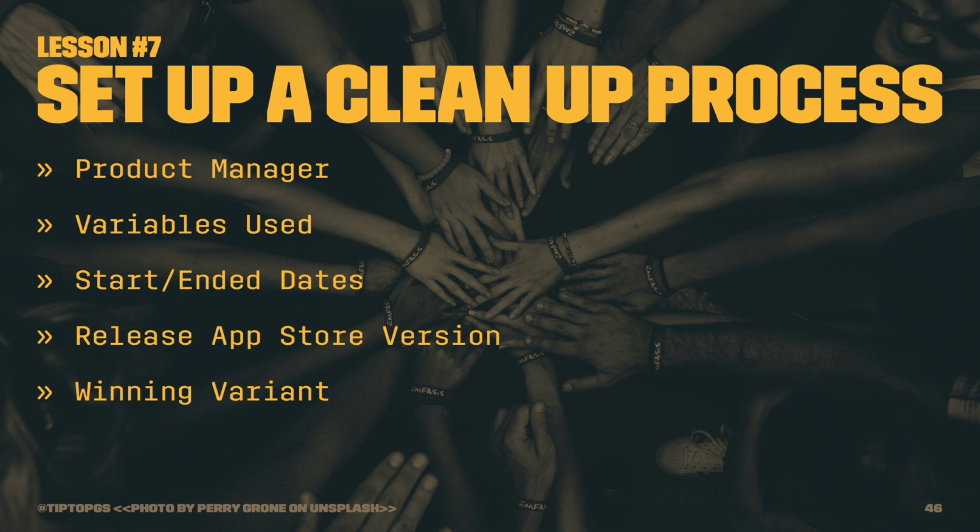Some things that we keep track of: the product manager who set up the experiment, the variable used, so that we could just look through the code and delete that code, when the experiment started or ended, the release of the app version that was released, and the winning variant. It could be just the baseline, rolling back to the baseline.